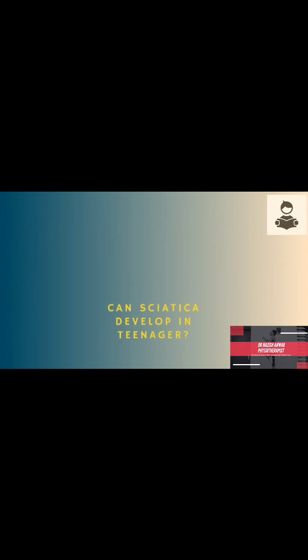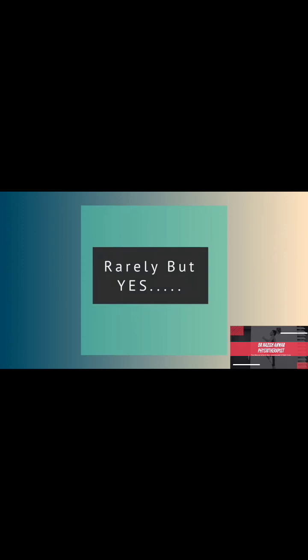The next question is, when does sciatica start? It occurs when a herniated disc, a bone spur on the spine, or narrowing of the spine, that is spinal stenosis, compresses part of the nerve. The next common question is, can sciatica develop in teenagers? Rarely, but yes. The reason is, as kids' sporting events become more competitive and the activities more specialized, certain types of injuries causing back pain tend to rise.